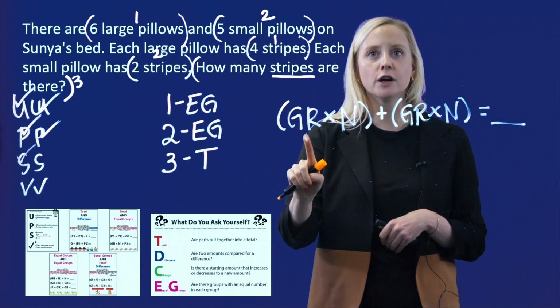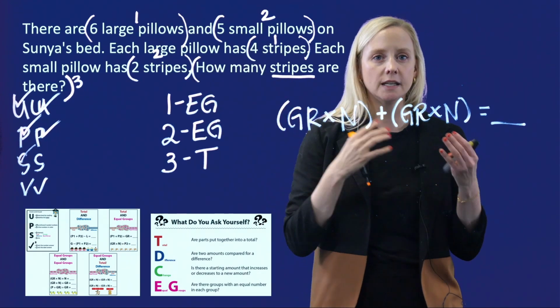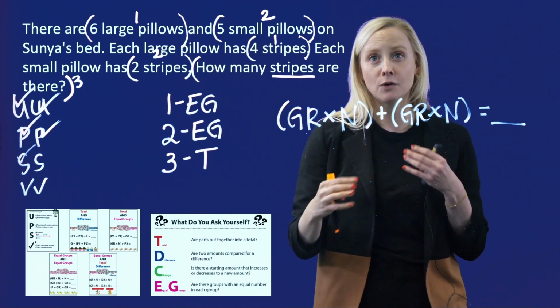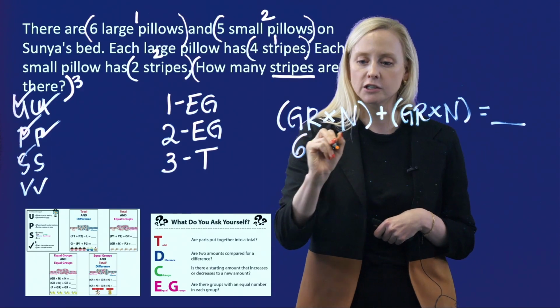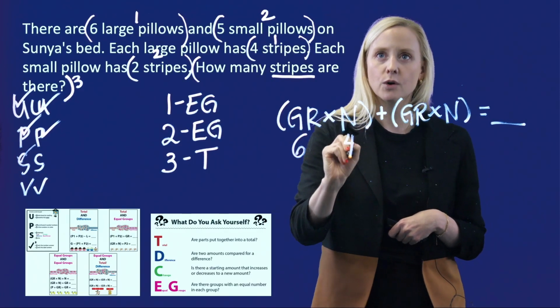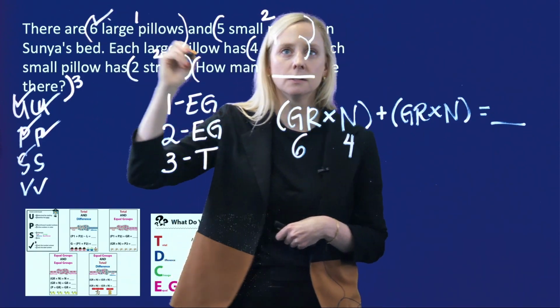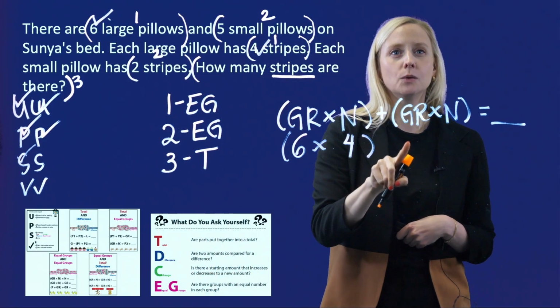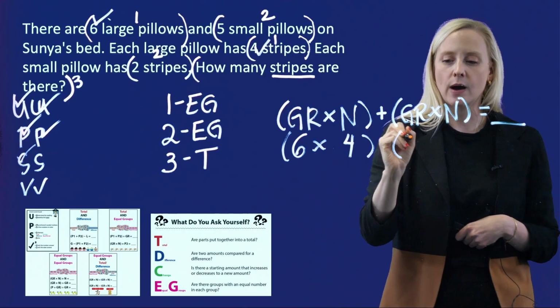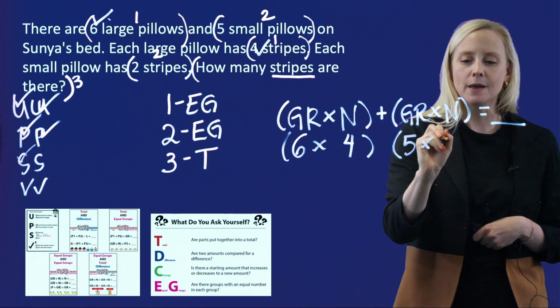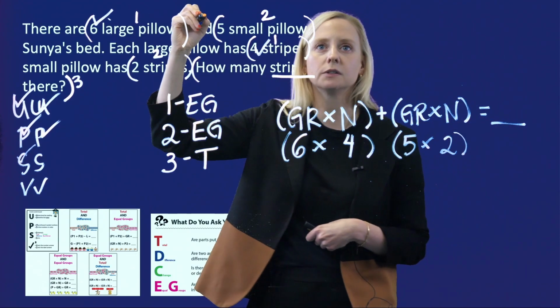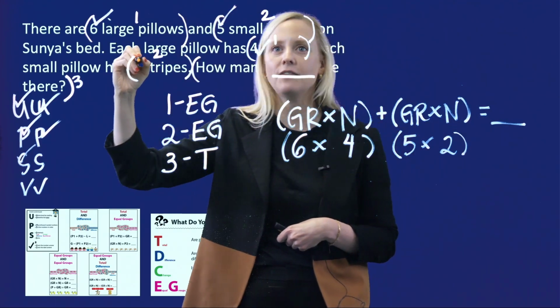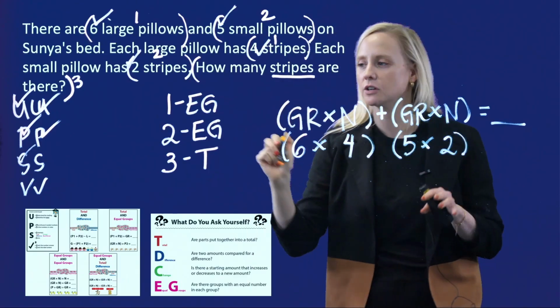So here we're first dealing with the large pillows. Again, make sure students are careful with where they place their numbers. So large pillows, I have 6 and 4 stripes on each of those pillows. So I'm going to check that off. Then I'm dealing with the small pillows. I know I have 5 small pillows, and there are 2 stripes on each of those small pillows. So I'm going to check that off. I just like to check off my numbers to make sure I've used them.